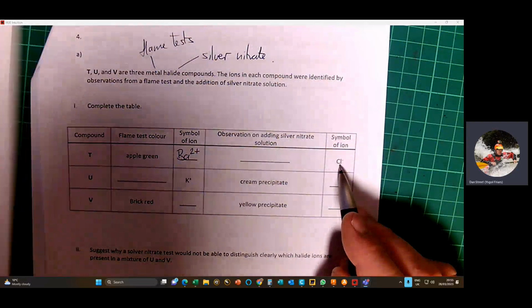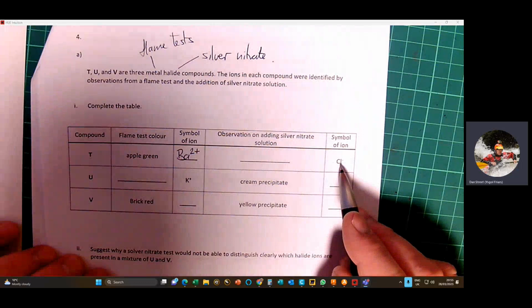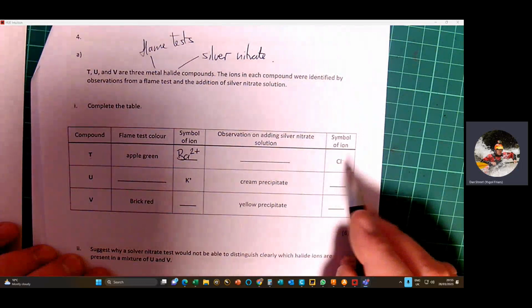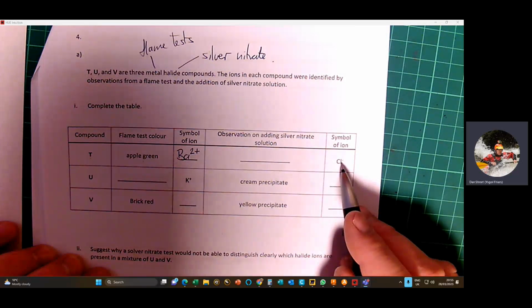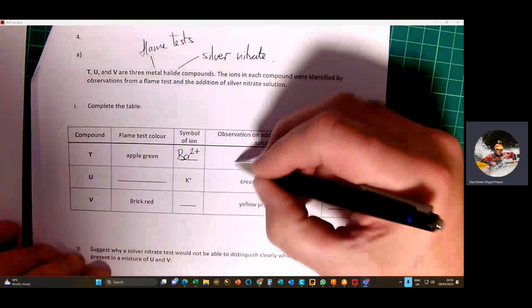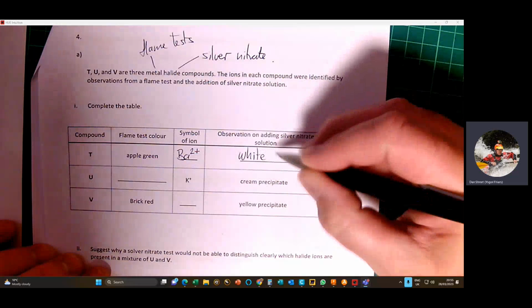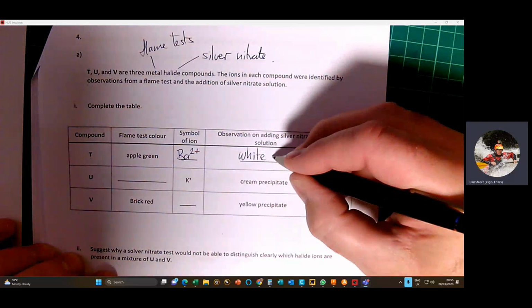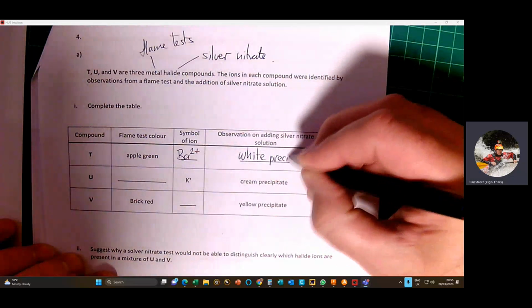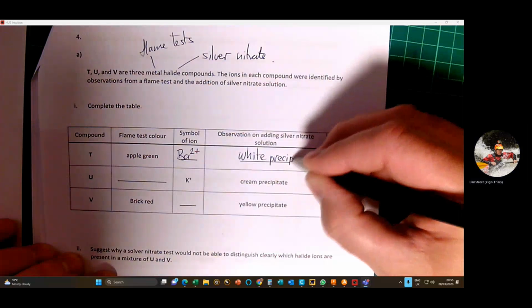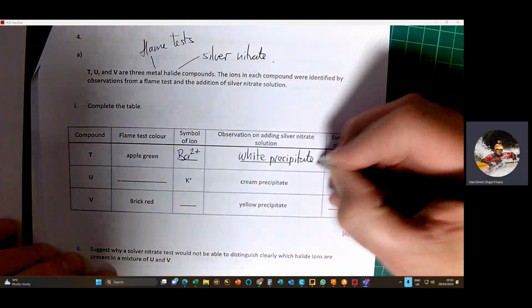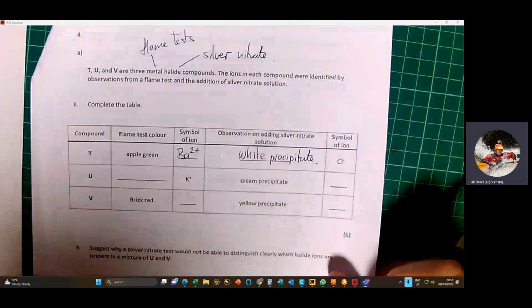Now, the same compound, when you add it to silver nitrate, has a chloride ion present. And again, this is a knowledge question. You need to remember that with silver nitrate, you get a white precipitate for chloride. Okay, a precipitate is where you get an insoluble chemical forming. It makes the solution go cloudy. Okay, so precipitate is a slightly different use than it is in geography.